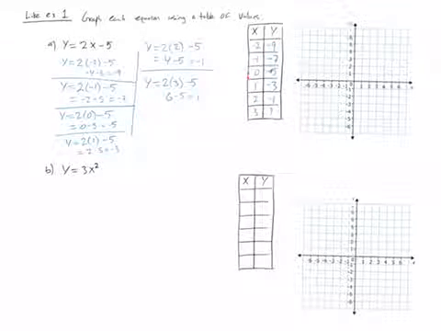I'm going to start right here at this 0, negative 5. So x is 0, y is negative 5. I'm going to put that point right there. When x is 1, y is negative 3. x is 2, y is negative 1. When x is 3, y is 1. And it looks like we're kind of keeping that pattern going up 2 over 1.